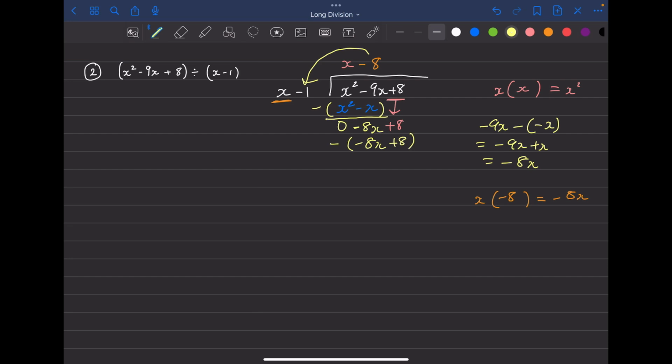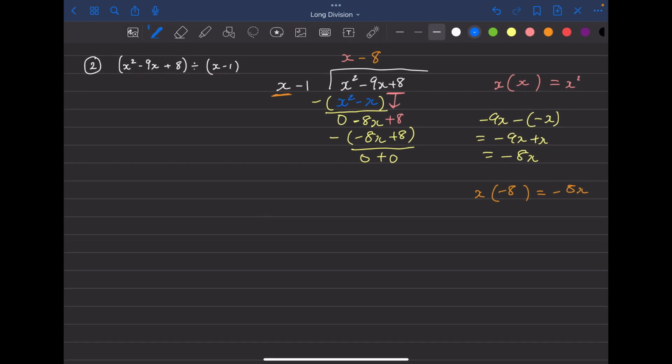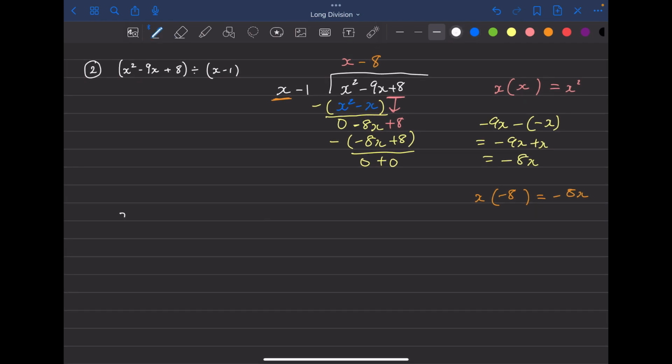Now let's subtract all this. Negative 8x minus negative 8x is 0. And then 8 minus 8 is also 0. So we have a remainder of 0 for this question. And now we basically found our answer, and we found everything that we need, but let's write it in a more formal way. So the question was x squared minus 9x plus 8, all divided by x minus 1, and this is equal to x minus 8 because that was the quotient that was over here.